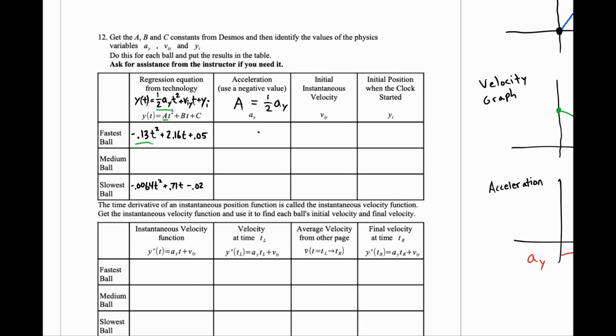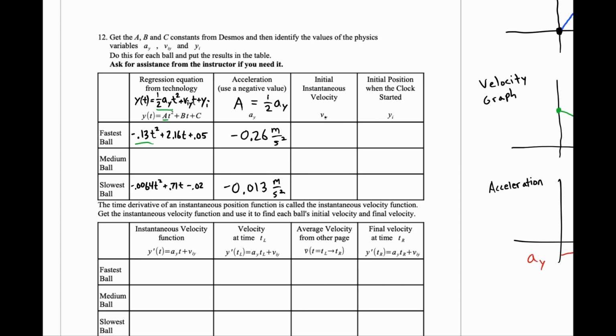Alright, so that's going to give me negative 0.26 meters per second squared. That's my acceleration. Well, it's a deceleration though, because it's causing the ball to slow down. Over here it looks like we'll have .0128, or 0.013 meters per second squared.